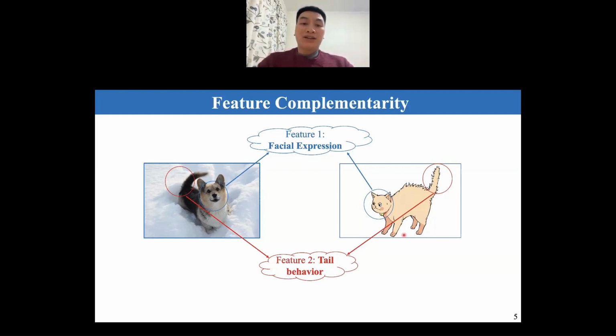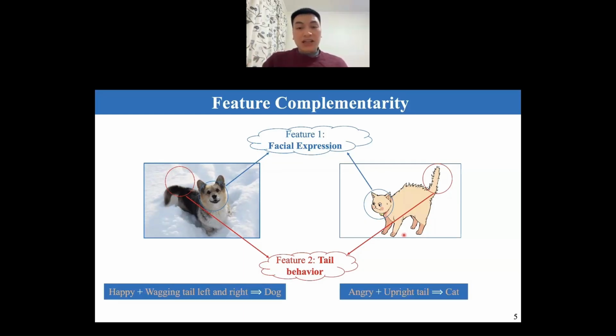However, when we combine them together, facial expression and tail behavior, we get a very strong combination, because we know that for a cat, if she or he is angry, then normally the tail is going to be upright. So if we have angry and tail upright, that is a cat. And when an animal is happy and waves its tail, that tells me it's a dog, because that is the behavior of a dog when it is happy. So combining them can clearly tell me which one is cat and which is dog. And that is the complementarity between the features.